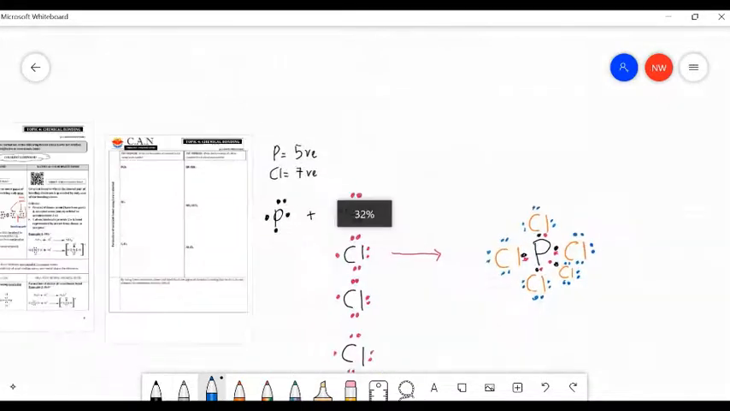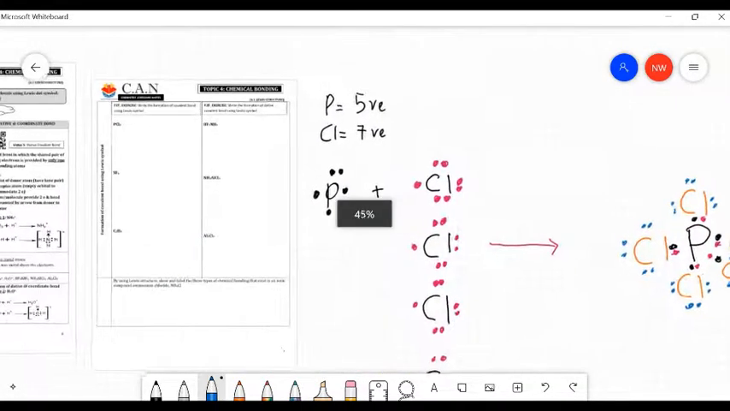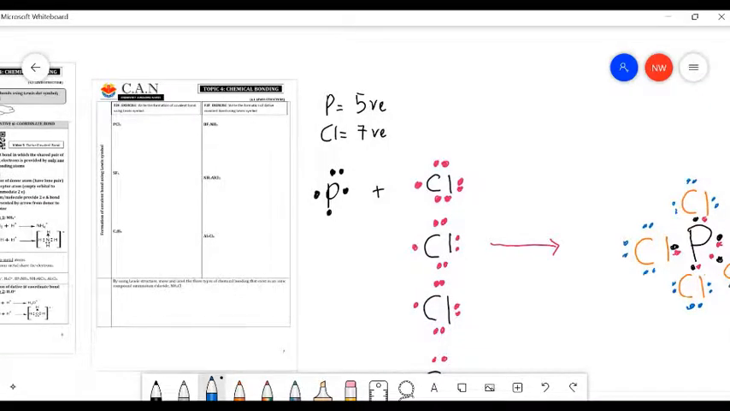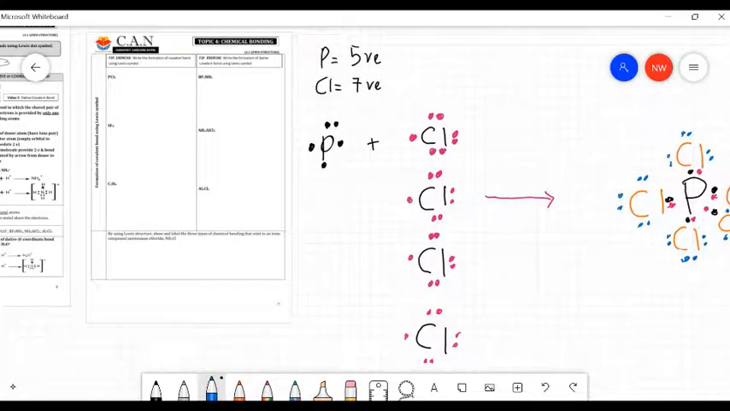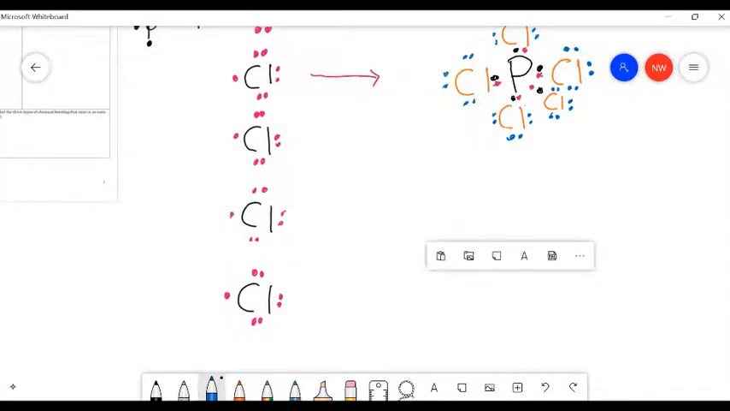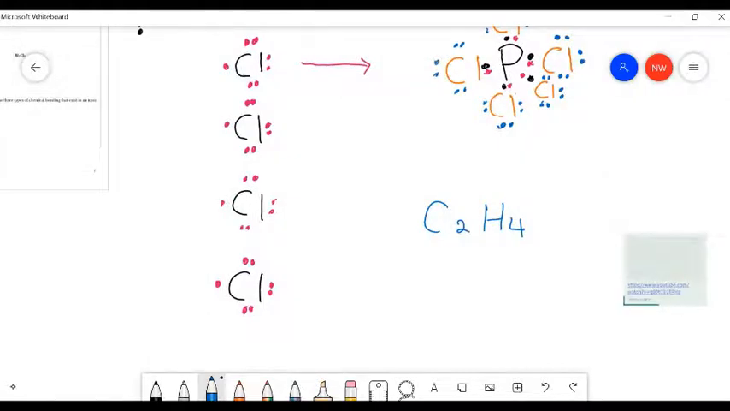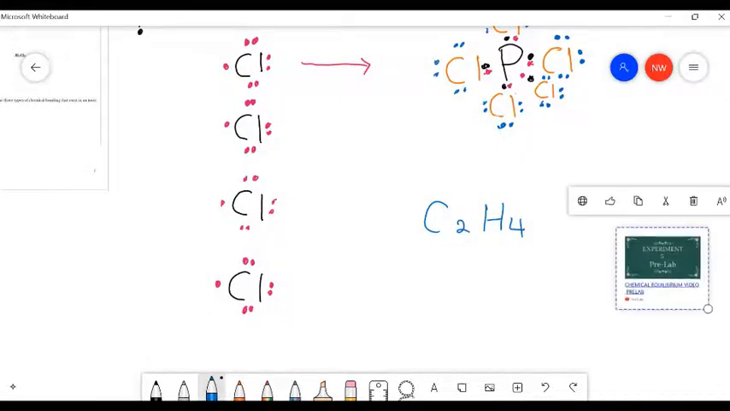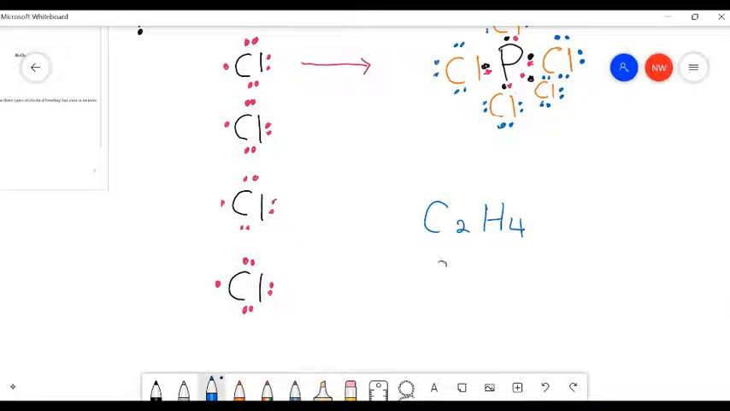So let's see. Example seterusnya adalah SF6 dan C2H4. Okay. SF6 sama sahaja dengan PCl5, cuma kita akan tengok pada C2H4. Untuk C2H4, C2H4. Okay. So kita tahu dekat sini apa ni?